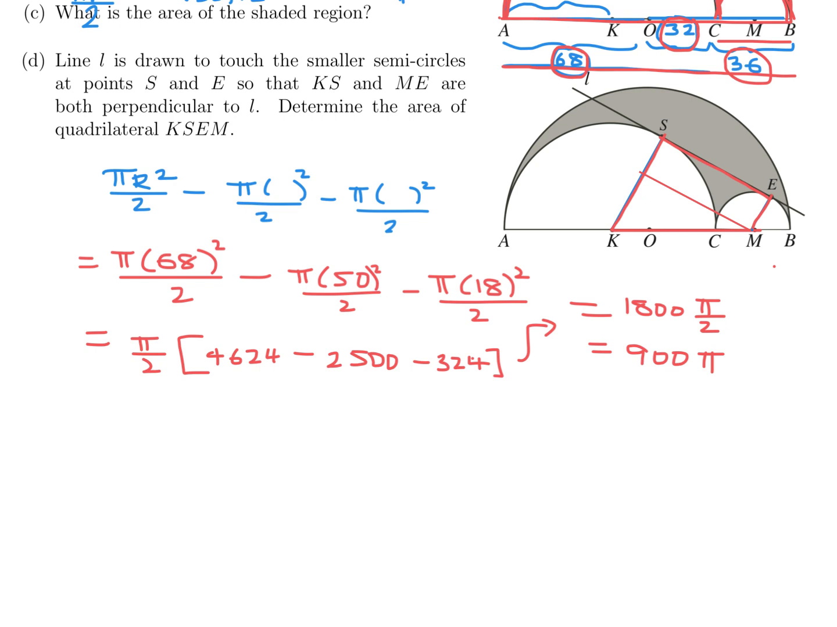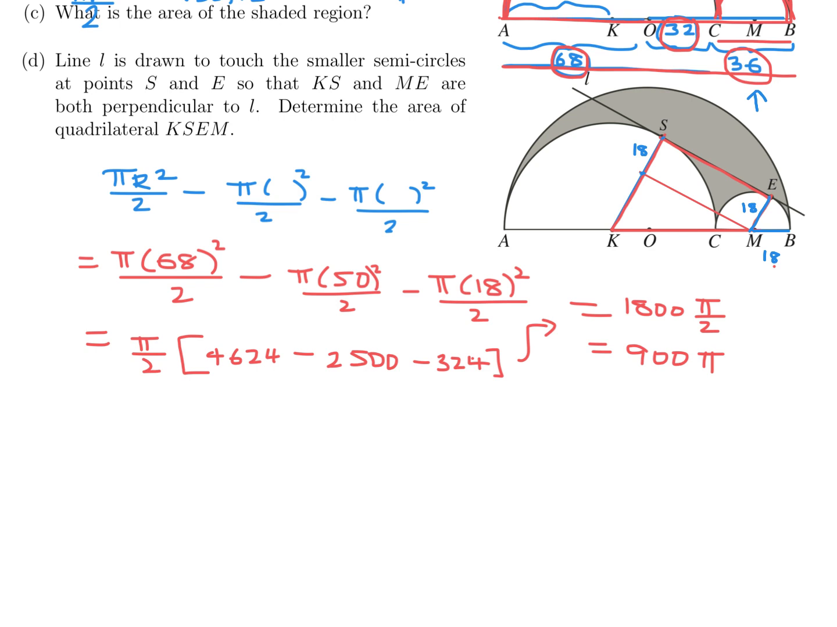And if you notice, this M to B is a radius, right? And we figured out up there that that was 18. Now M to E is also a radius, so that's 18. And since this is a rectangle, since I drew these lines perpendicular, from this point to this point is also 18.